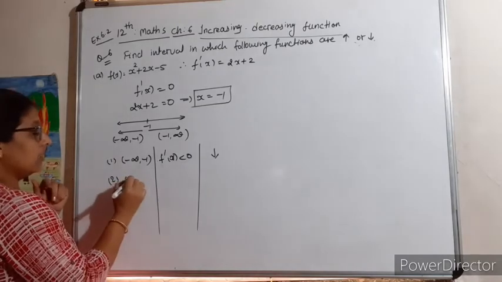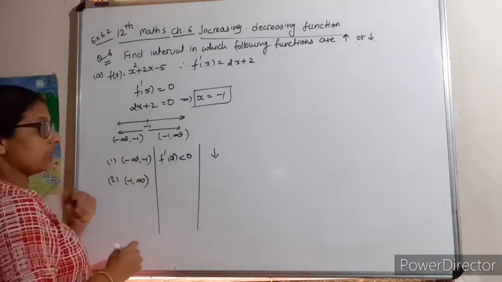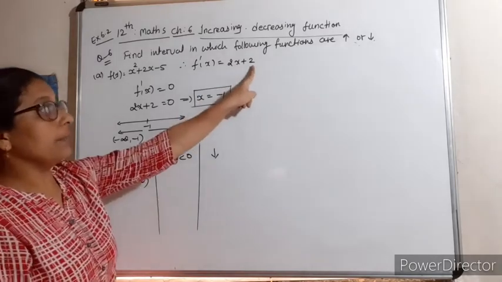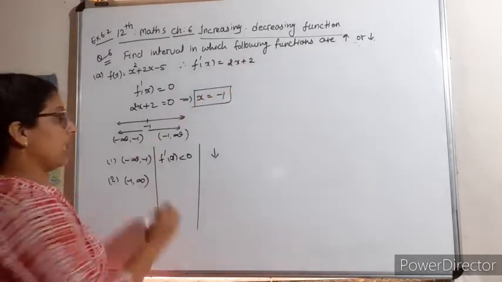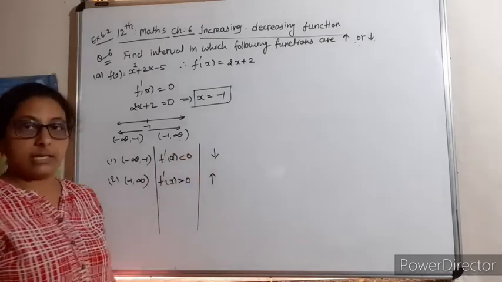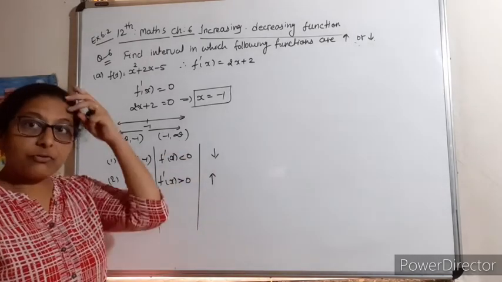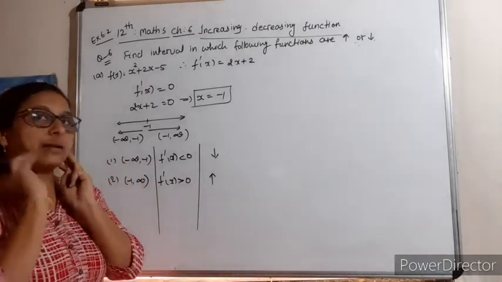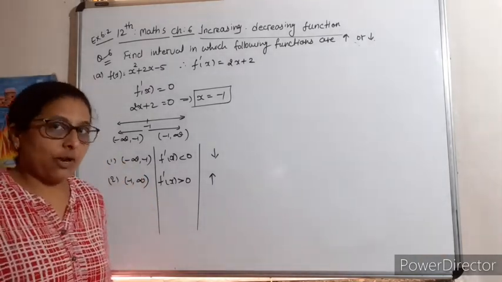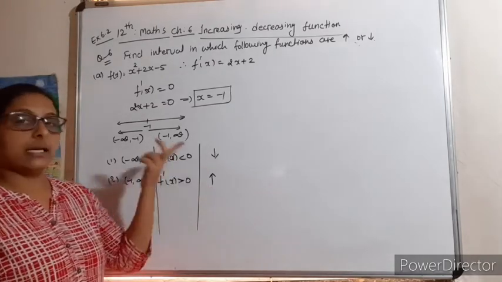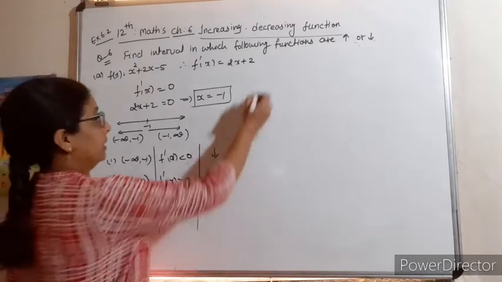Then second, -1 to infinity. After -1 you will get 0. So 0 plus 2 is 2. So that is f dash x greater than 0. It is increasing. Understand how to find? You will take any value and check in that interval. You take the largest value or the smallest value. For increasing, the smallest value; for decreasing, the largest value, right? Okay.